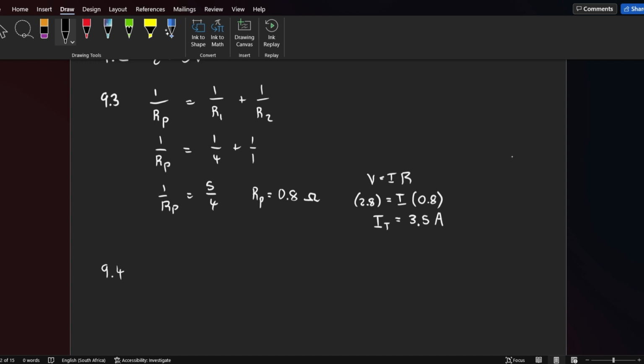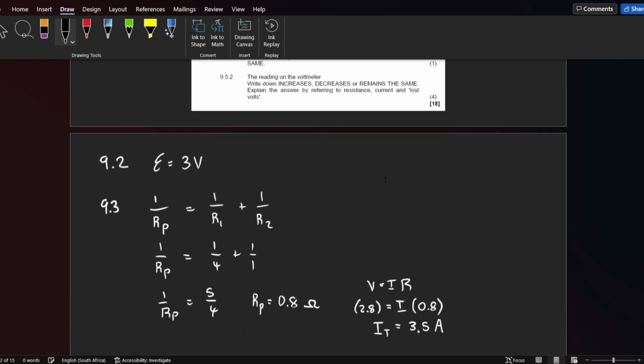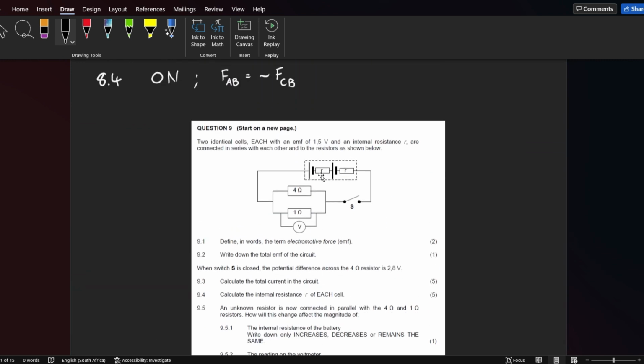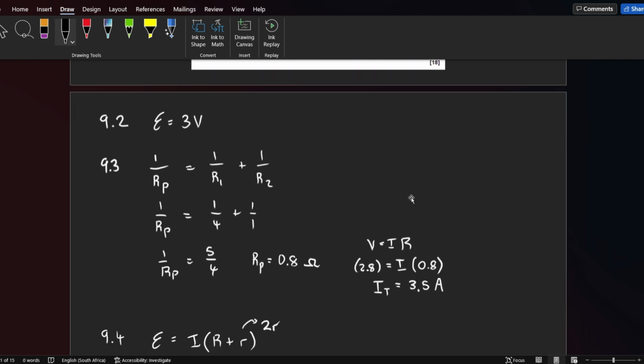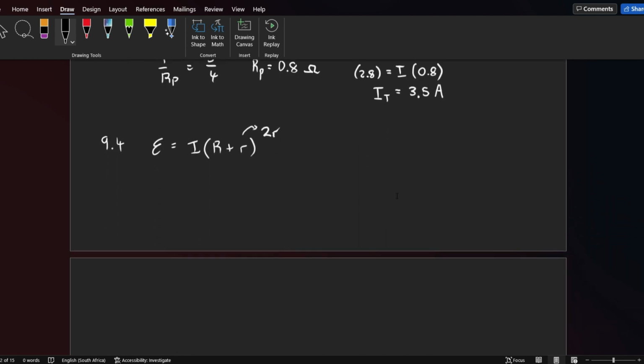So we can say EMF, we know, is equal to the total current times the external resistance plus the internal resistance. But in this case, we want the individual internal resistance. So our total internal resistance can be expressed in terms of R, so it will be 2R. Why? Because these batteries are connected in series and the resistance in series is cumulative. We simply take the sum of them.